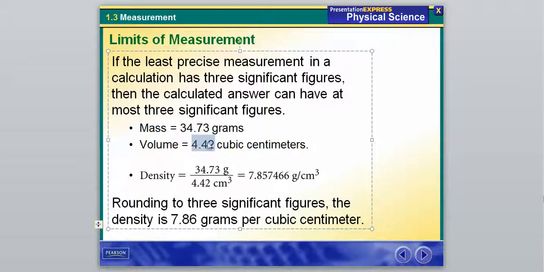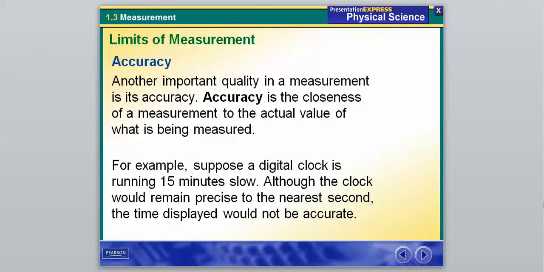So if this was like 4.423 cubic centimeters, then in our answer we could include 7.857. But since this volume was only precise out to this decimal spot over here, this hundredths column, that is only how far our answer can go as well. So again, that is how precision and significant figures work with one another. And again, we will do several examples in class, hopefully, in order to make sure that we understand that. And so that is precision.